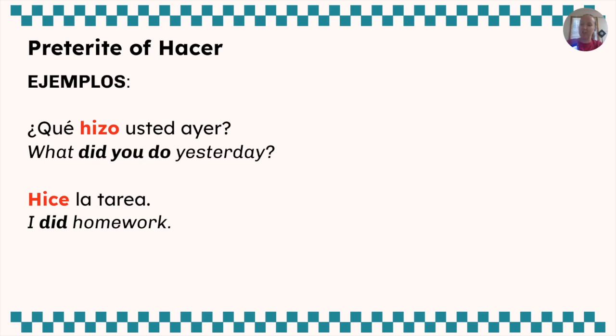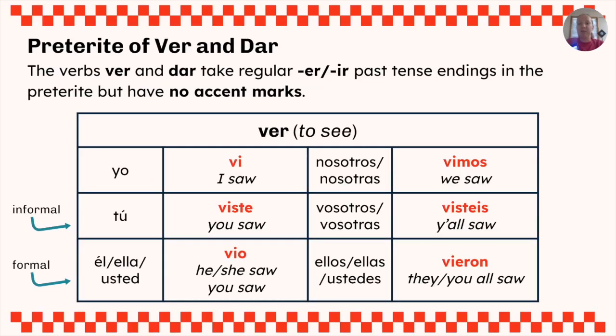The next example we see is I did homework. So we're using the yo form of hacer in the preterite tense. Hice la tarea. Next up we have the preterite of ver and dar. Ver and dar take regular er and ir past tense endings in the preterite. However, they do not have accent marks.